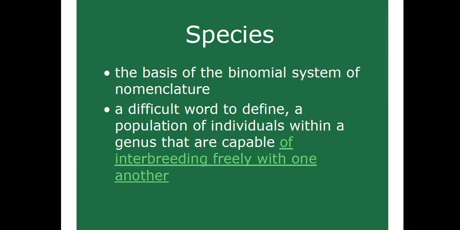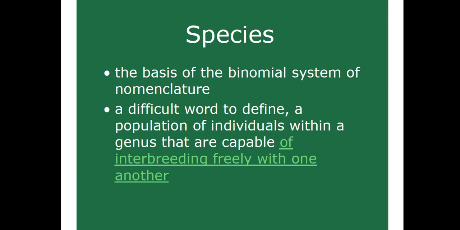The species is the basis of the binomial system of nomenclature. And it is a difficult word to define, and to accord what it actually does. But the best that I can think of is that a species refers to a population of individuals within a genus that are capable of interbreeding freely with one another. And I would add to that that not only do they interbreed freely, but they also retain the same characteristics when they interbreed. So species together can create more plants that look just like them.